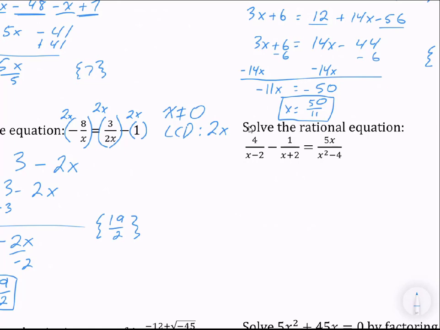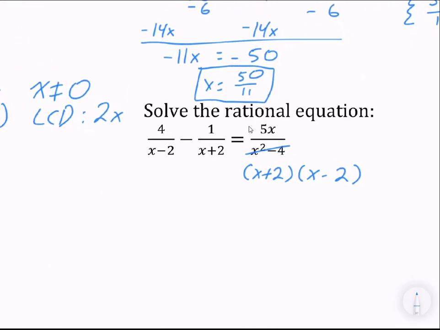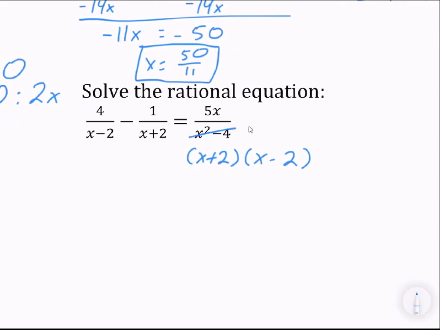We're going to factor x squared minus 4. How does x squared minus 4 factor? x plus 2 and x minus 2. Okay. So I'm just going to scratch that out and replace it with that. Okay, that's good. Now we're going to multiply by the least common denominator.